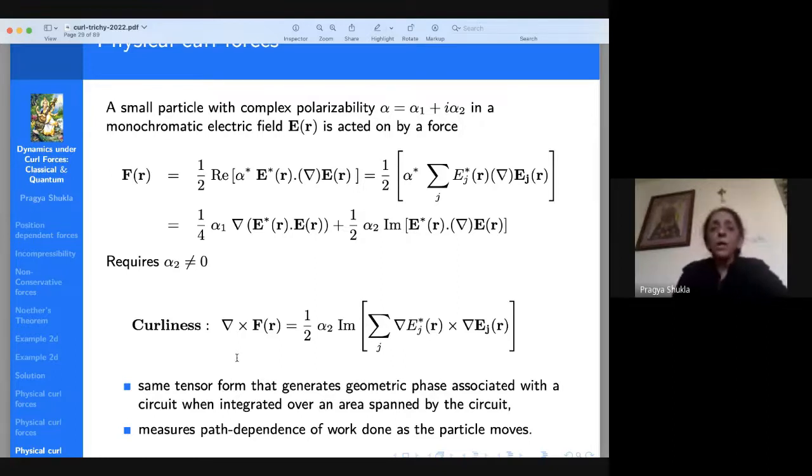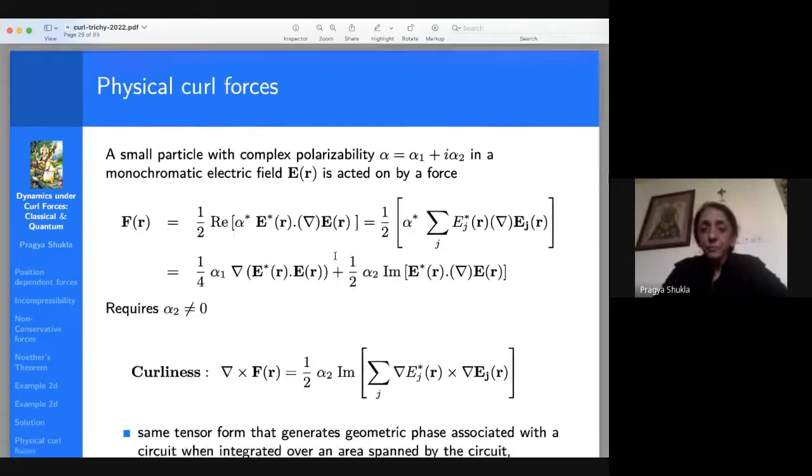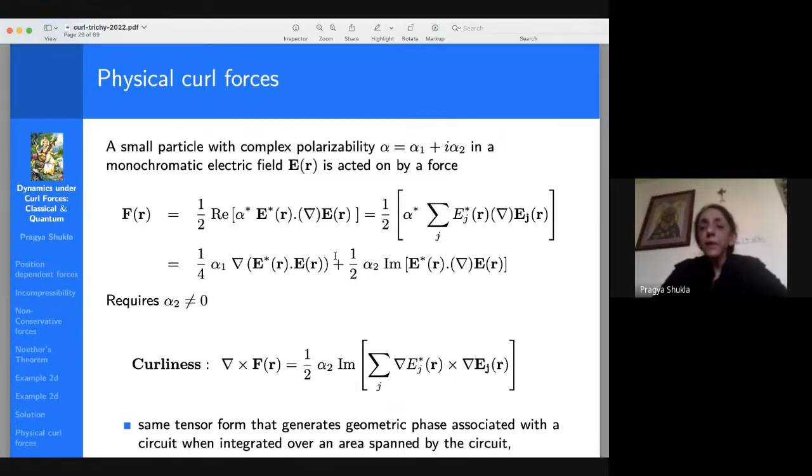So basically what I am trying to say is, when you put a small particle in a monochromatic electric field, if it has complex polarizability, its curl will be not 0. Okay, so this is very clear, because I have not done anything. We have done the standard physics so far. I have put a particle in an electromagnetic field, and this particle is allowed to radiate. Of course, not allowed, it will radiate. That's what physics tells us.